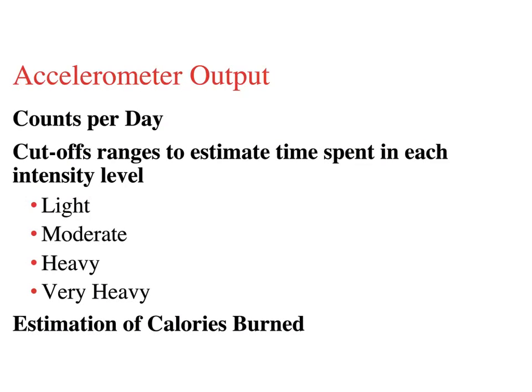And the output that the accelerometer gives you, there's several different things. It gives you counts per day, and then it applies certain cutoffs using algorithms that they've calculated to estimate different intensity levels. Specifically, it'll let you know how many minutes or bouts a participant spent in light activity, moderate activity, heavy activity, and very heavy activity. It also gives you an estimation of how many calories were burned.